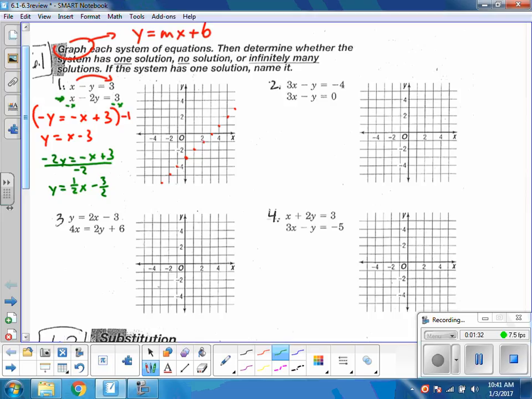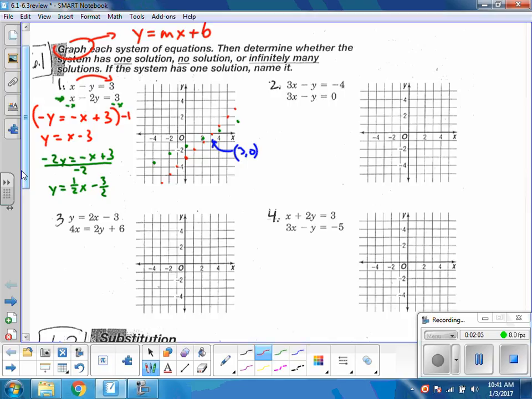So negative 1.5 is going to be right there. And my slope is 1 over 2. So I rise 1, run 2. Rise 1, run 2. Okay? So here is my line. And it looks like my intersection is going to be right here at that point. My intersection is going to be at 3, 0.